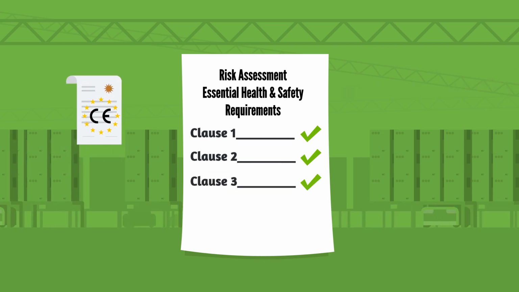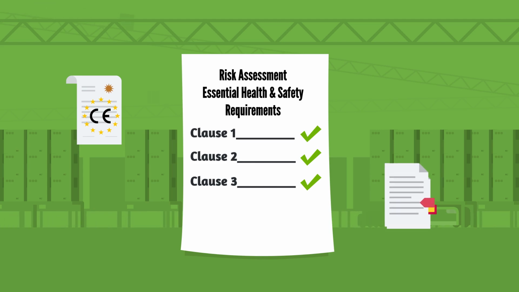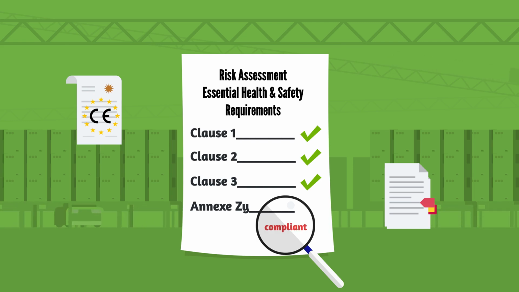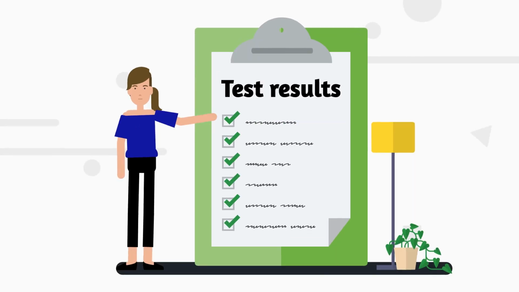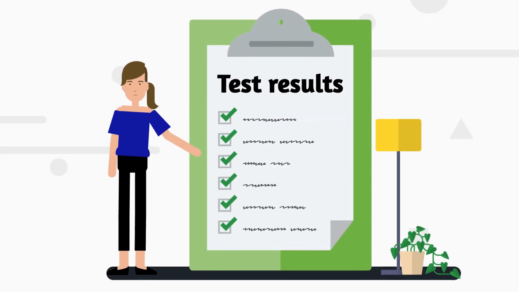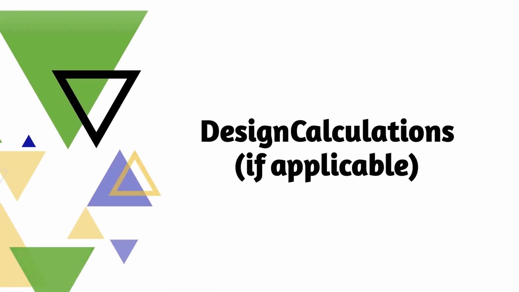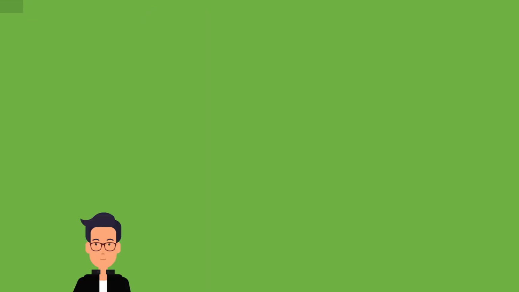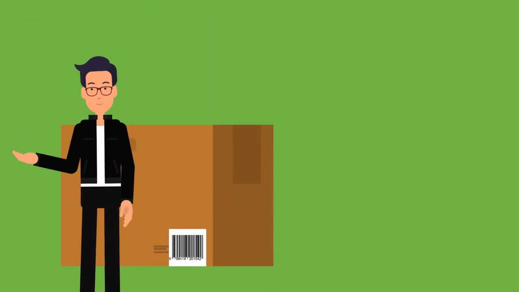A risk assessment demonstrating how each clause has been addressed against the essential health and safety requirements of the applicable directive applied or harmonized standards listed in the official journal, and including the requirements of Annex ZY of the applied standard if appropriate. A list of tests conducted with their test results. Design calculations if applicable. A product description and specification, including all the variants and accessories used in the design. This is usually in the instructions.